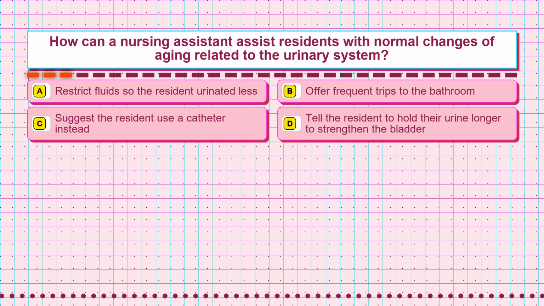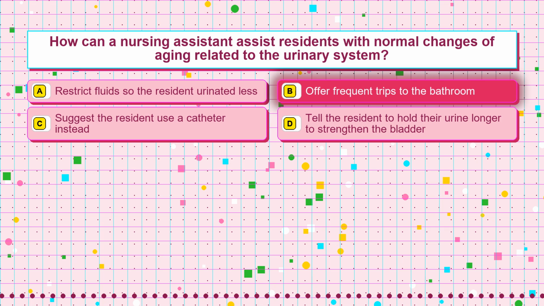How can a nursing assistant assist residents with normal changes of aging related to the urinary system? Option A. Restrict fluids so the resident urinated less. Option B. Offer frequent trips to the bathroom. Option C. Suggest the resident use a catheter instead. Option D. Tell the resident to hold their urine longer to strengthen the bladder.